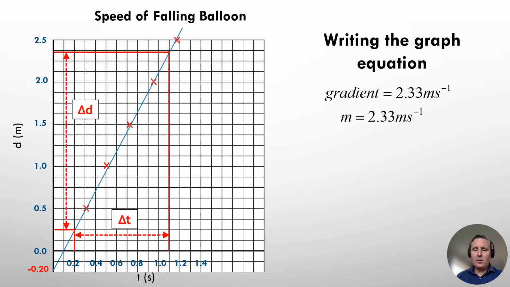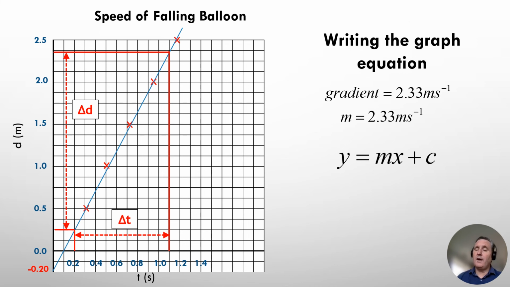Now, the graph equation always has the following form for a straight line graph, a linear graph. It's y equals mx plus c. Now, y is the variable which is on the y-axis, which is distance in this case. m is the gradient, x is the variable on the x-axis, and c is the intercept.